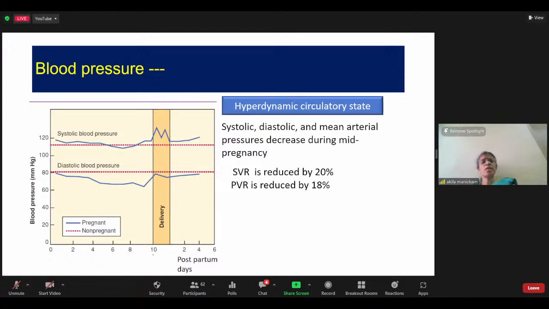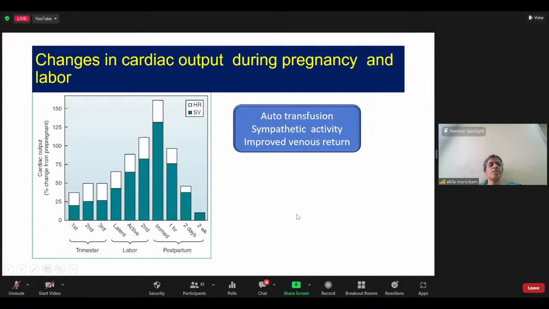And when you look at the type of circulatory state, pregnant patients are called as having a hyperdynamic circulatory state, where the cardiac output is increased and also the systemic vascular resistance is decreased. That is often referred to as a hyperdynamic circulatory state.